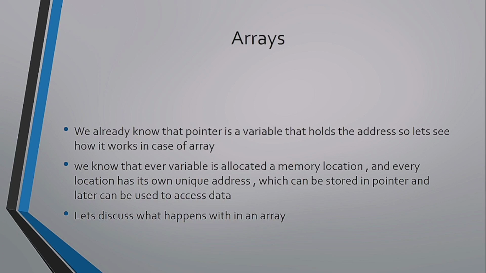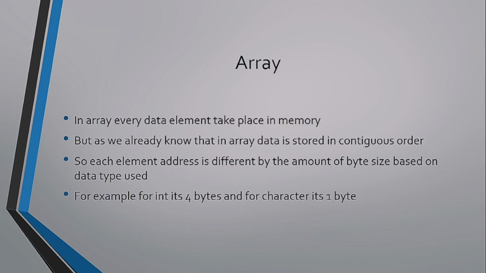This is what happens in an array as well. In an array, every element takes some place. It is the combination of multiple variables of the same kind of data. For example, an integer array will hold only integer data, with any number of elements. And the main point about arrays is that they are stored in contiguous order, due to which the addresses at which they are stored differ by the byte size.